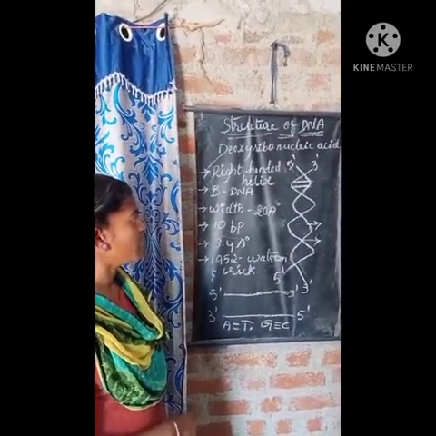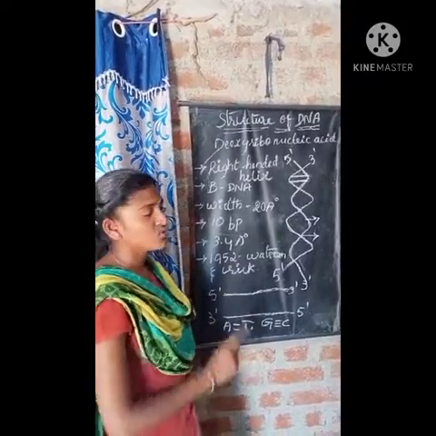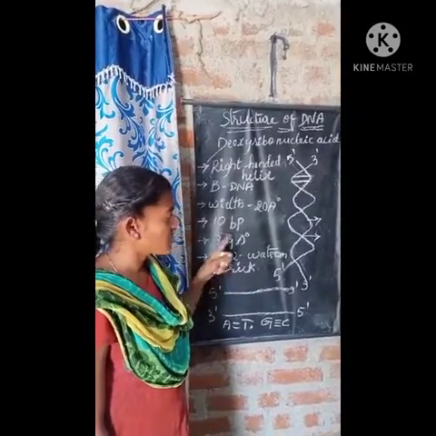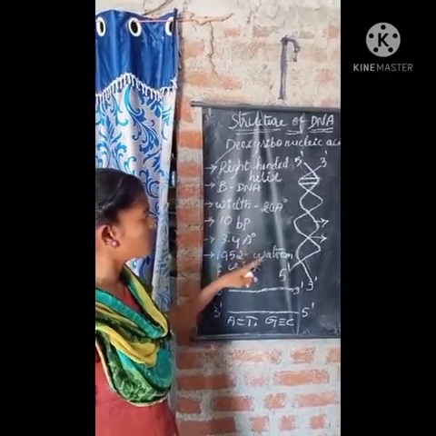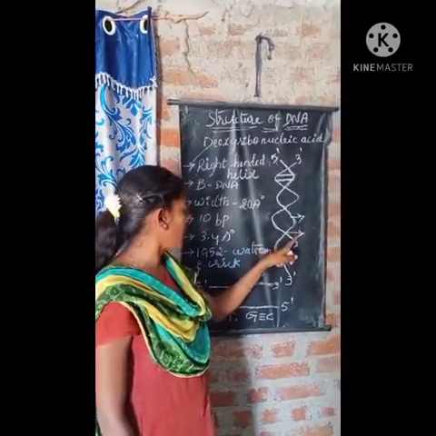That model is B-DNA, and the width of DNA is 20 angstroms, and it has 10 base pairs per turn, and per turn it has 3.4 angstroms. It has a major groove and a minor groove.